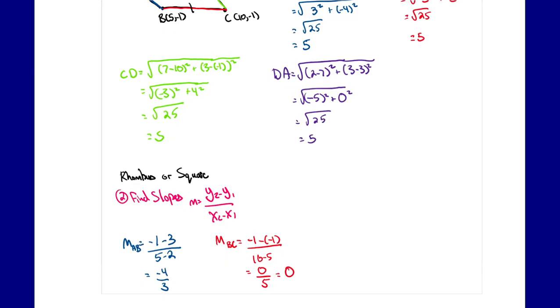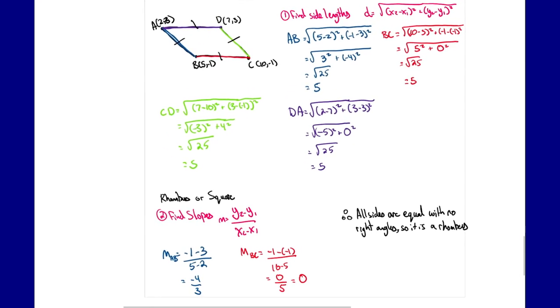So because these slopes aren't negative reciprocals, they're not even the same, we can confidently say that all sides are equal with no right angles. So it is a rhombus. It meets those characteristics of a rhombus. All sides are the same. We don't have any right angles. We don't really care what the angles are in this case, as long as we know that they're not right angles.